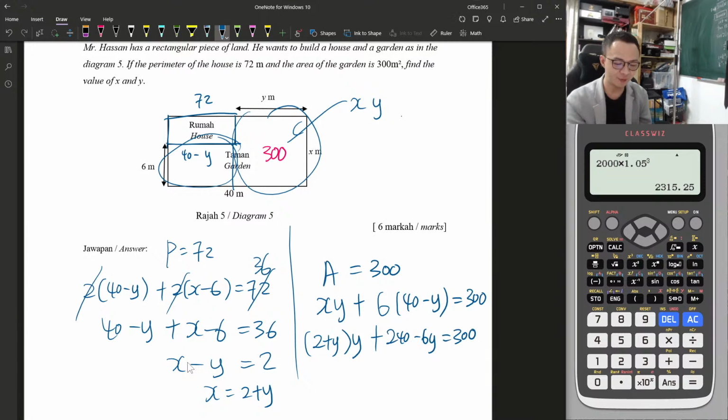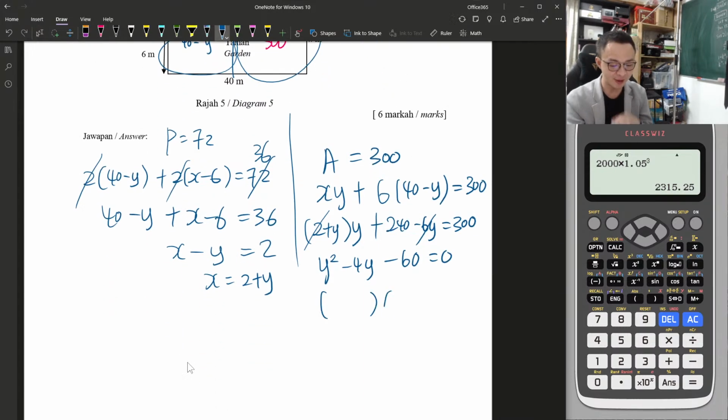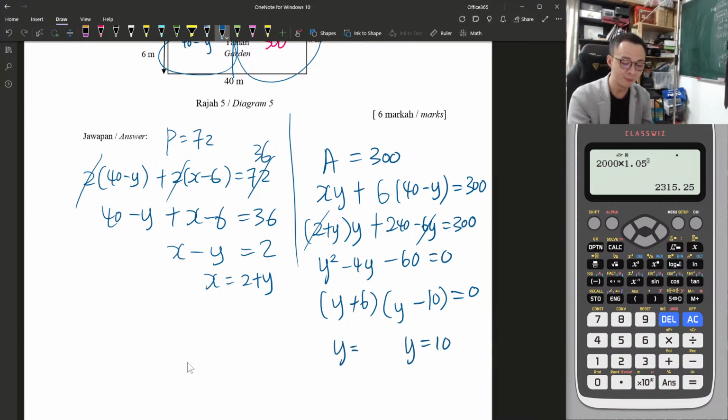Then here I have y squared plus 2y, so it will be minus 4y after I simplify. And then this one moved to the other side will be minus 300 minus 60 equals 0. Then we'll just factorize it. What numbers should I use? 10 and 4, isn't it? Sorry, 10 and 6 I mean. 10 and 6, this is minus, this is plus. So y equals 10 or y equals negative 6.